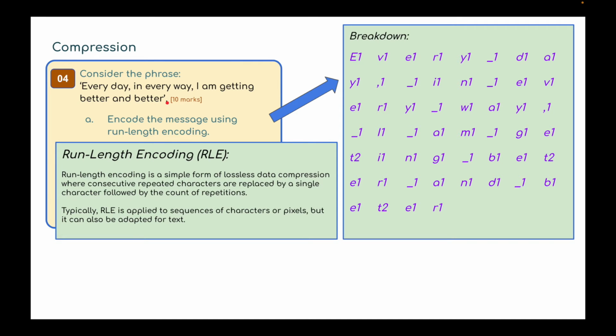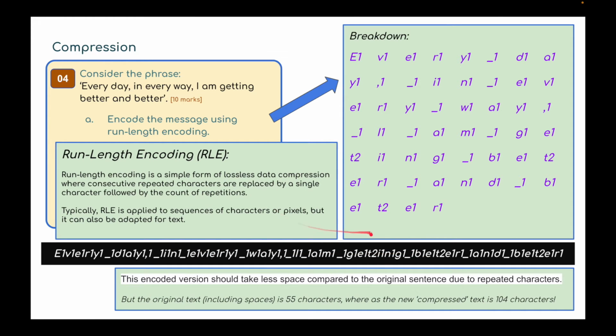Now, of course, "better and better" appears twice. "In" and "in", you could argue, appears twice. "Every" and "every" appears twice. But it's not really how RLE works. This would be our new phrase, our new encoded sentence.